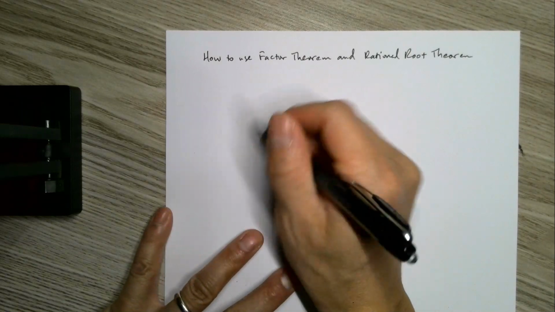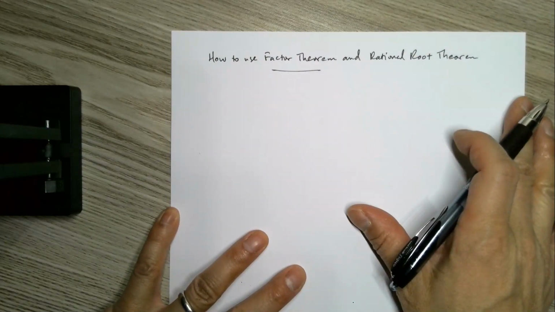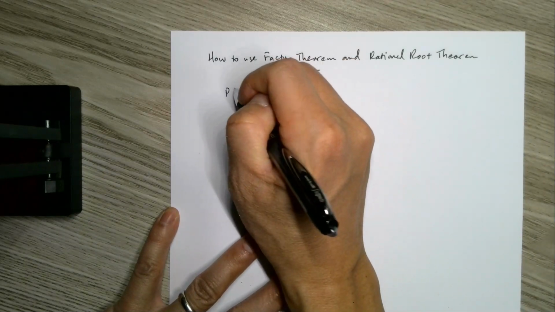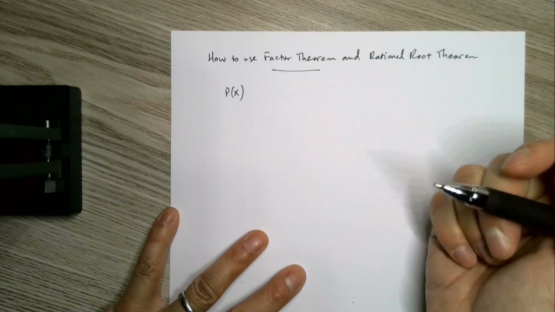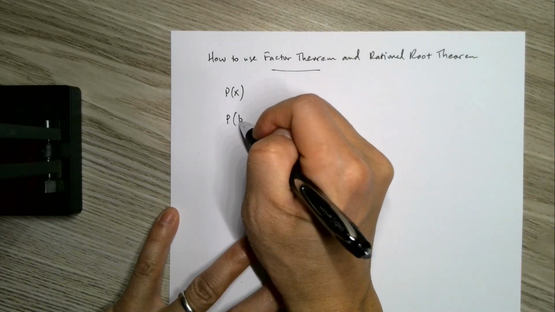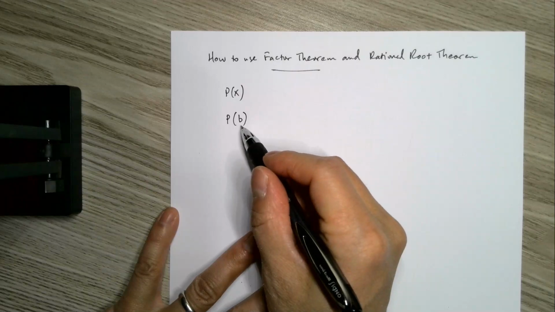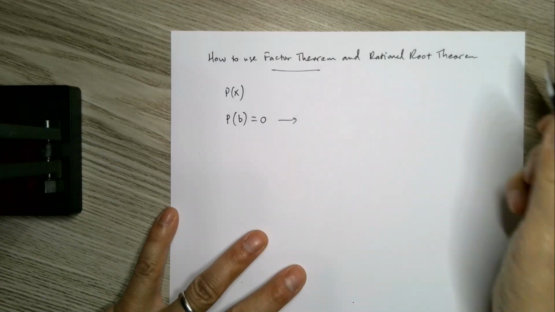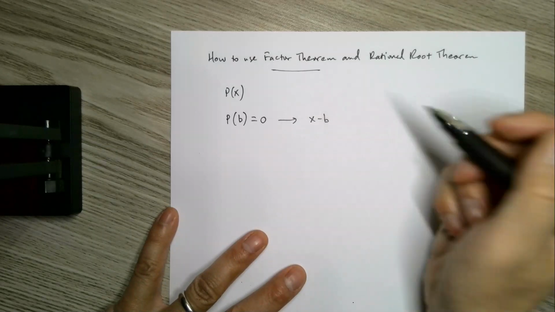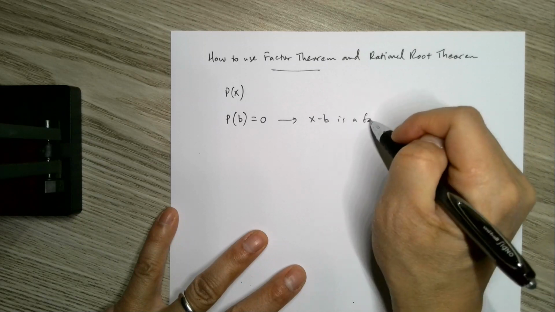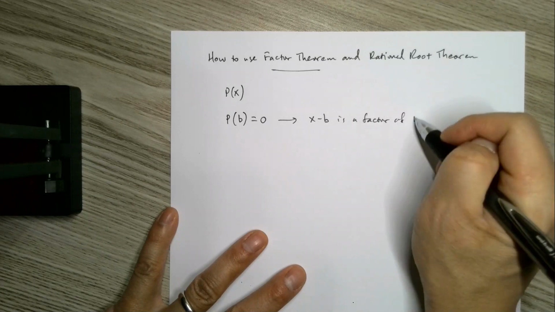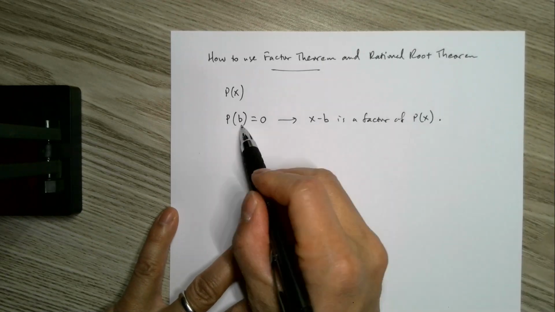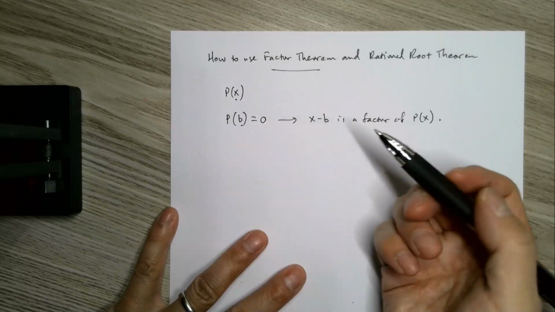So the factor theorem first says that if you've got p of x, your polynomial, and if you evaluate the polynomial at b and it gives you a 0, that means that x minus b is a factor of p of x. And that's really nice because that means all you've got to do is find a value b, plug it in p of x, and if you get a 0, you've got a factor.